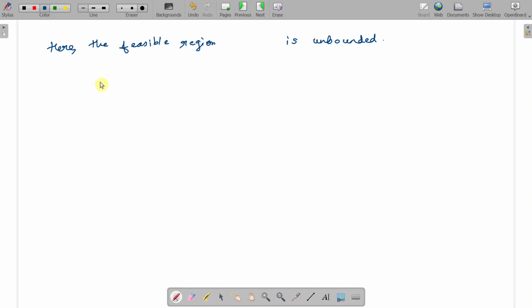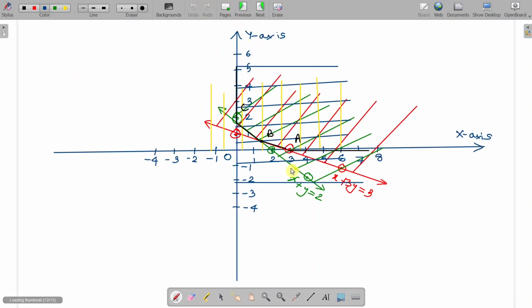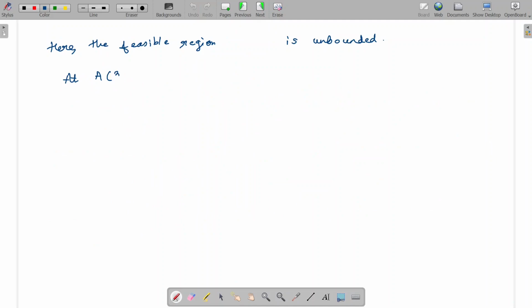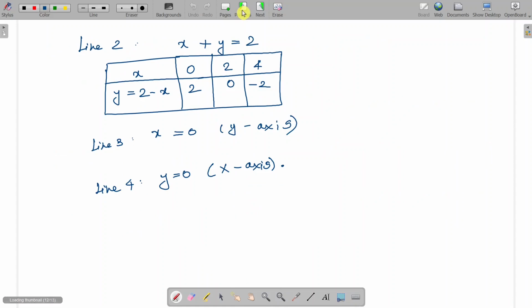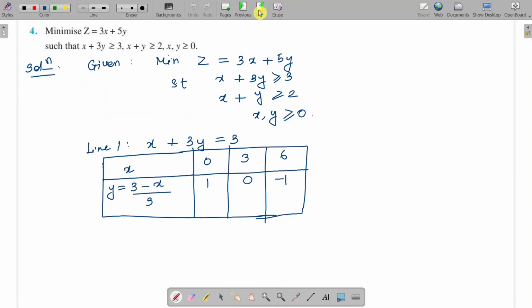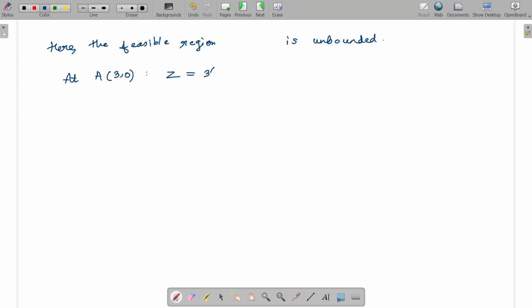objective function at the corner points. Okay, so let us find the objective function at the corner points. So first of all, at A, so what is A? A is 3, 0. The objective function z is 3x plus 5y. So that means you will get 3 times 0 plus 5 times 0, right? So that is 0. Then B point we have to find, right?